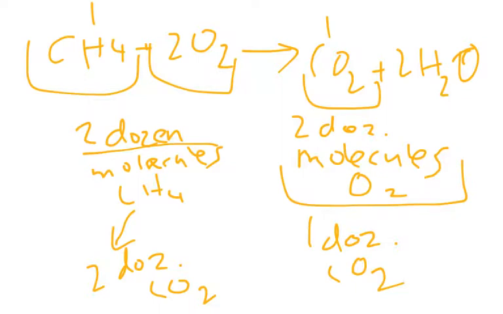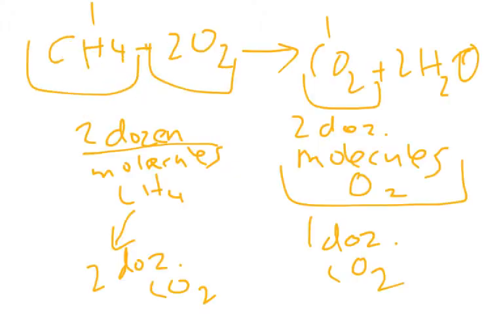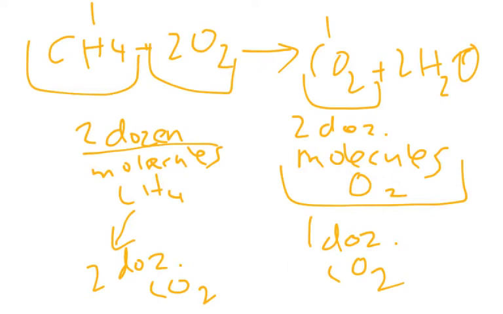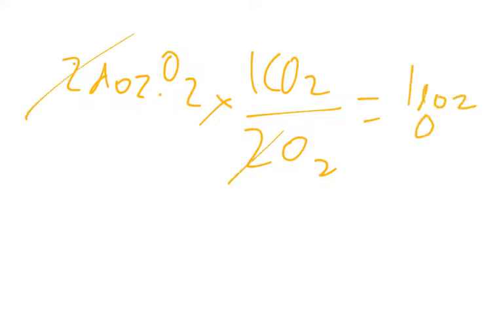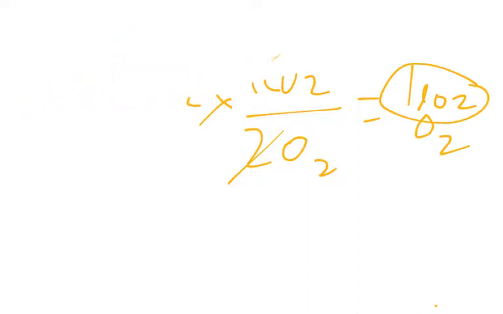So let me do it on the next page. 2 dozen molecules of O2 times the conversion factor of 2O2 for every 1 CO2. And you get, 2 and 2 cancel out, so 1 dozen of CO2. So notice how we don't have to simplify the dozen to 12. Instead, we could keep a dozen as a dozen, because in chemistry, that's just possible.